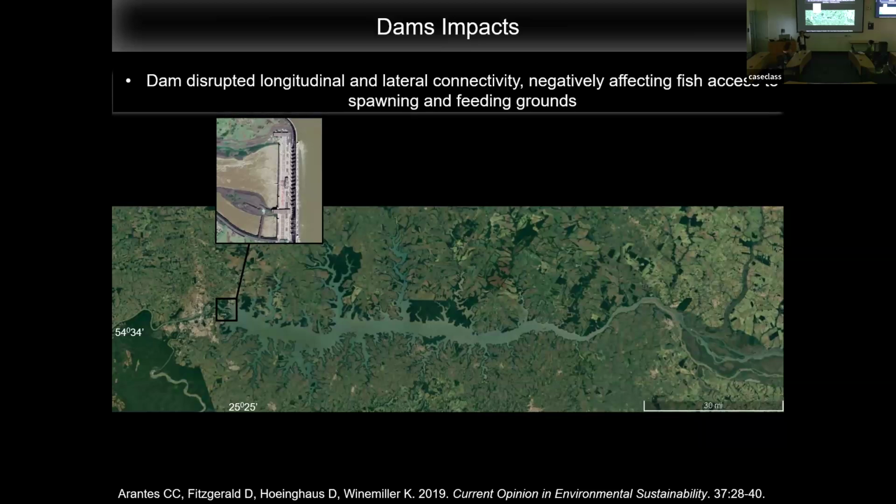However, we know that dams impact river, fish, and fisheries ecology. So in this study, my colleagues and I synthesized fishes' responses to river impoundments across tropical rivers. This image came from this paper, and we discussed that in the Paraná River floodplain, which is located in the south of Brazil, the river conditions changed completely after the construction of the Itaipu Dam. And the Itaipu Dam, just as other dams, disrupted connectivity, both lateral and longitudinal, disrupting fish access to important spawning and feeding grounds.